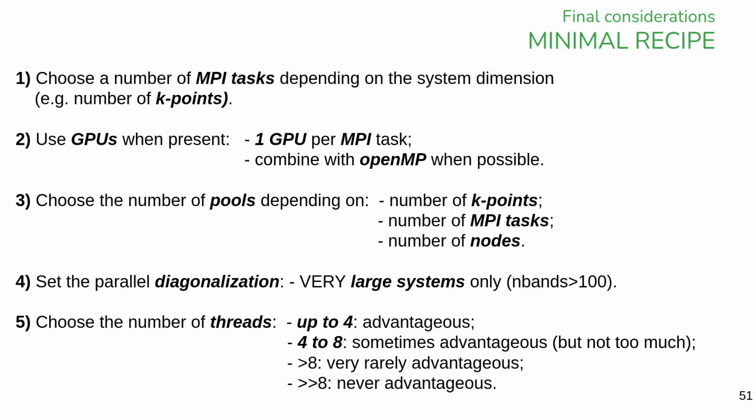And the last thing is how to use the OpenMP threads. As you can see in the previous examples, the advantage is up to 4, sometimes 4 to 8. But if you use more than 8, you have no advantage from using OpenMP. This is the minimal recipe if you want to run a PW calculation on a cluster.